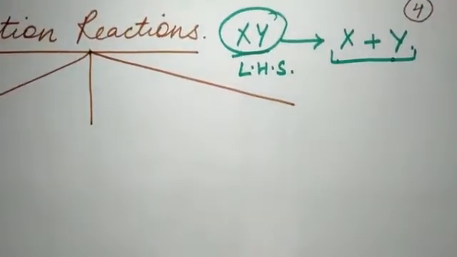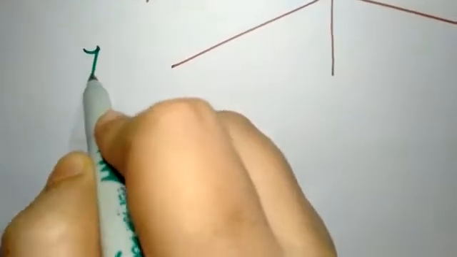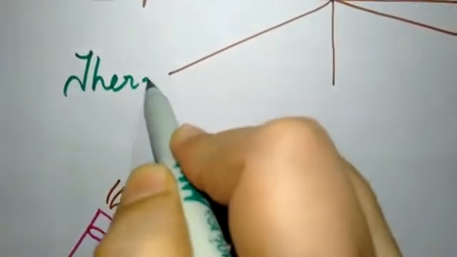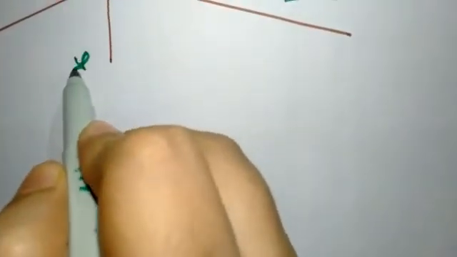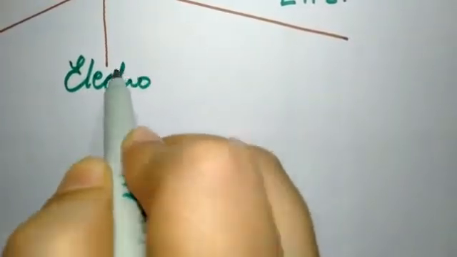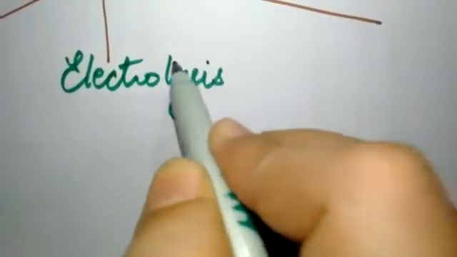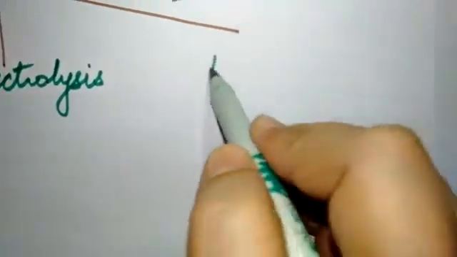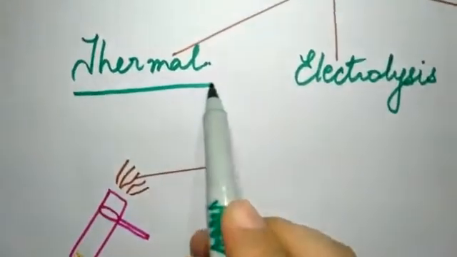Decomposition reactions are of three types. If the decomposition is carried out by heating, it is known as thermal decomposition. If it is carried out with the help of electricity, then it is known as electro decomposition, or we can call it electrolysis. And if the decomposition is carried out with the help of sunlight, it is known as photolysis. Let us see thermal decomposition first.